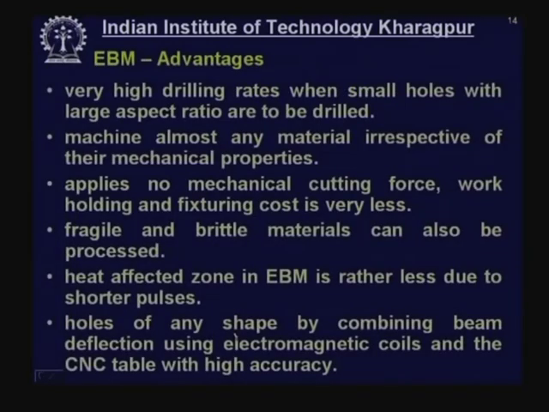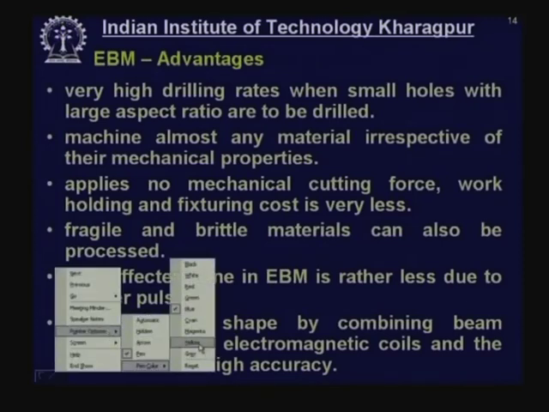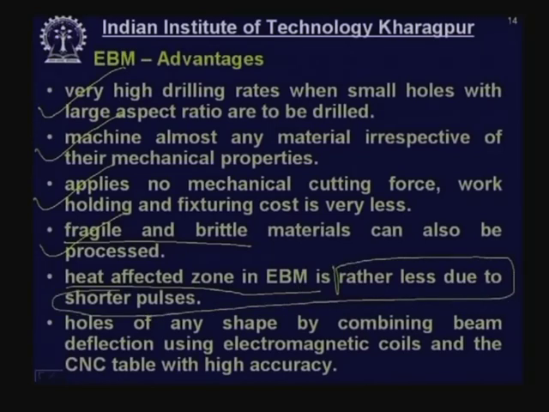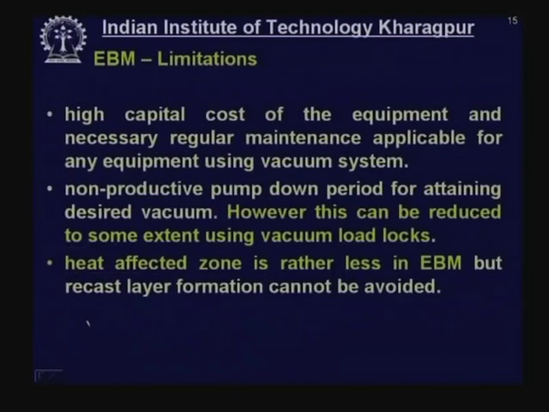Now, let us come to the advantages of EBM processes. What are the advantages? Very high rate of drilling, and it can machine almost any material. There is no mechanical force, so fixturing is very easy. Because there is no mechanical force, it can machine fragile and brittle materials. Heat affected zone in electron beam machining is very small. Why? Because we are using very short pulses, it is not a continuous machining process. Holes of almost any shape can be drilled. How? By using the deflector coils and the CNC table just below the EBM.